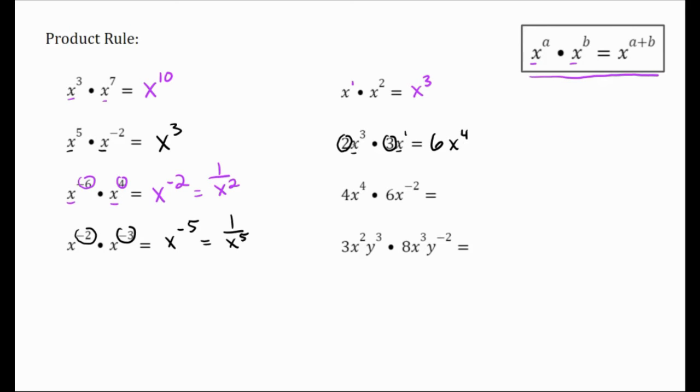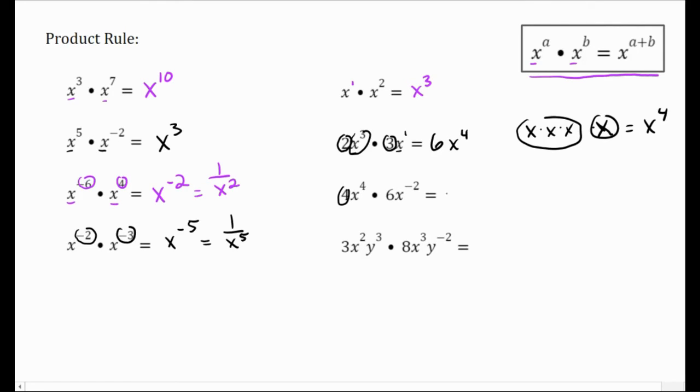So I'm multiplying any numbers, and I'm also technically multiplying x to the power of 3 times x to the power of 1, which gives us something that looks like this. So we have x to the power of 3, which is all of this, times x to the power of 1, which gives us a total of 4 x's, hence the x to the power of 4.